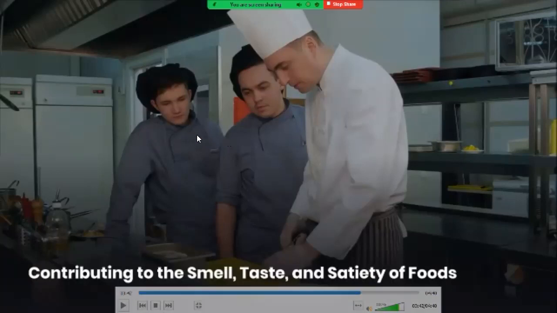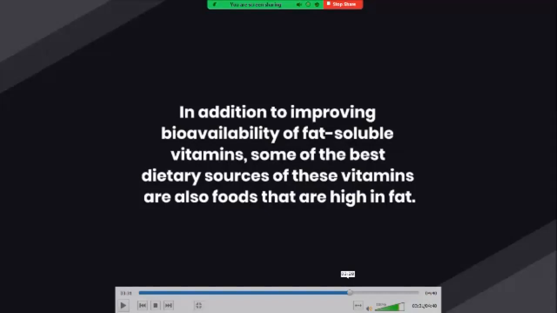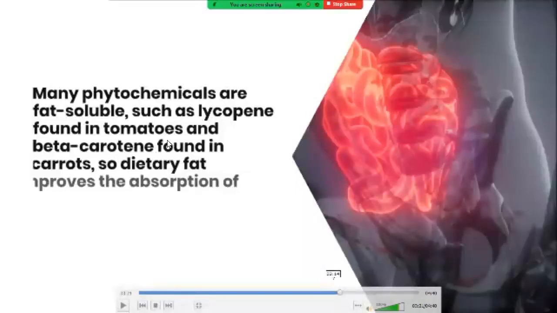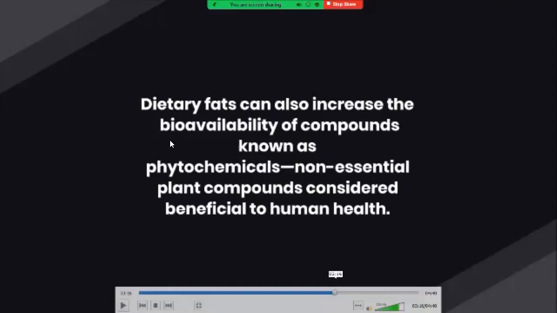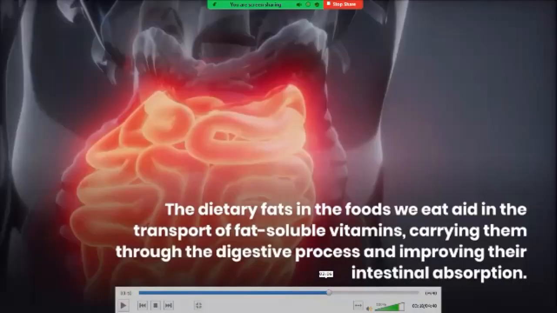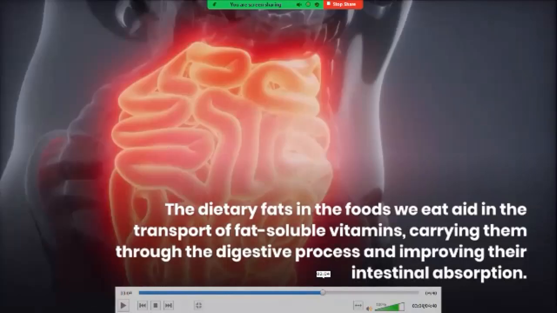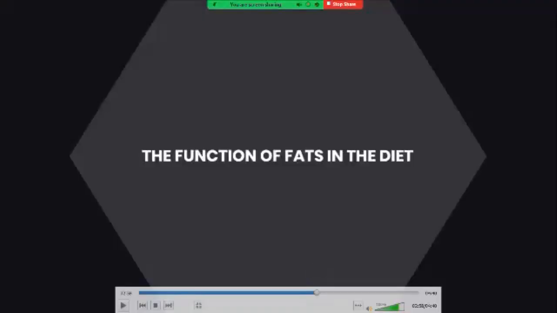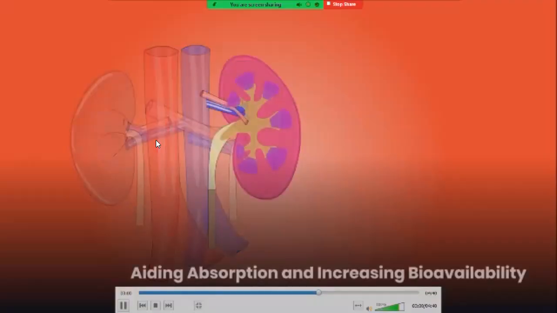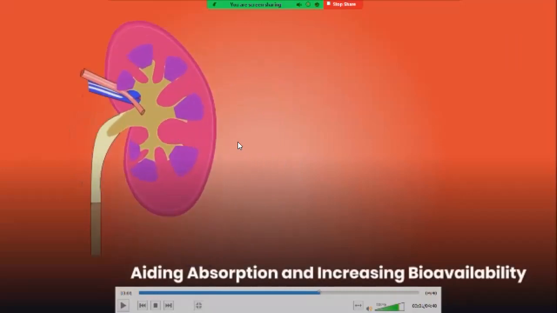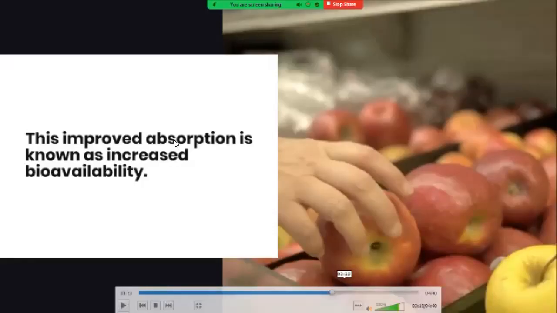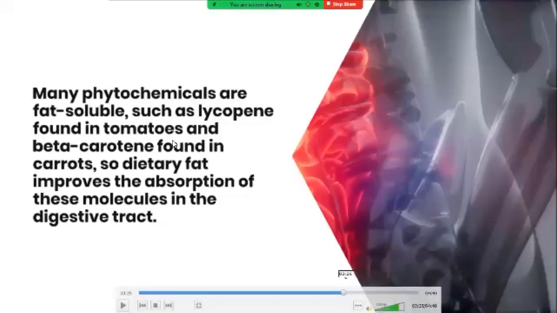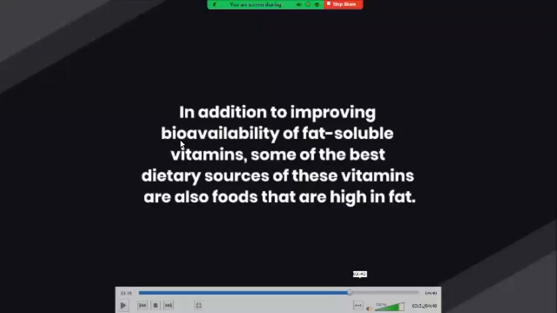That's number two. And number one there was what? Let's go back to number one. Function of fat in diet. Number one is aiding absorption and increasing bioavailability. That's number one, right? Now, number two is what?